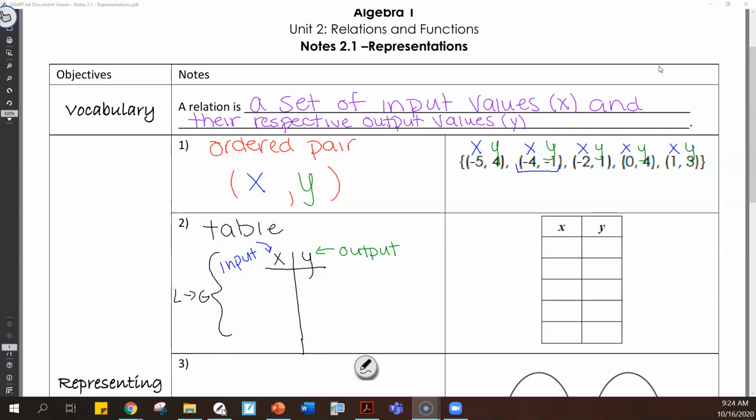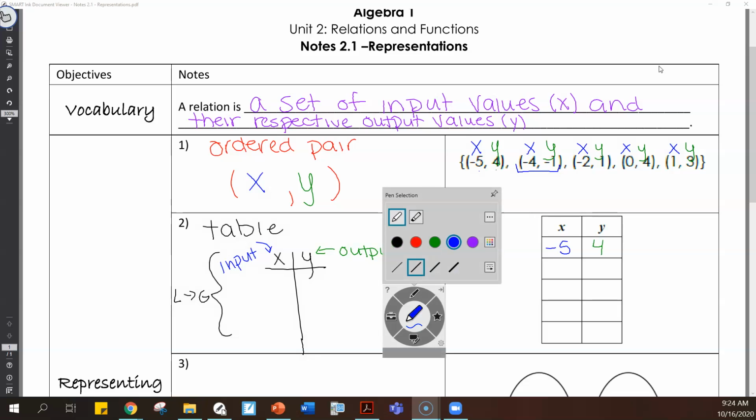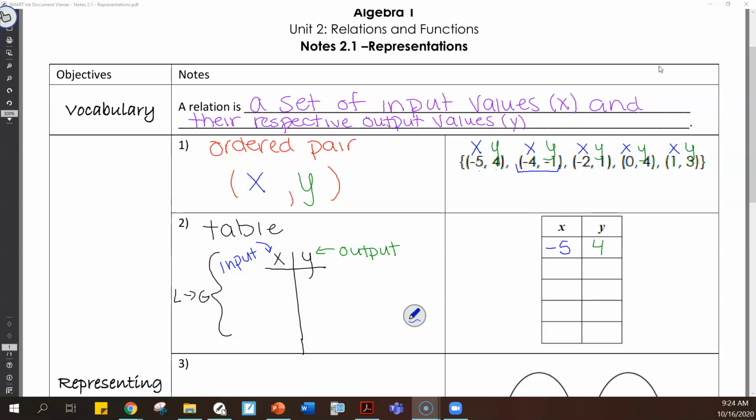So if I'm going to try to do this relation that was originally presented as an ordered pair and put it into my table, I'm going to start with my x value that is the smallest. In this case, -5 is my smallest one. So that's going to go in my first box on the x value side. And then directly next to it, I'm going to put the corresponding y value, that 4. And I'm going to continue to do this, writing my x values in order from least to greatest, and then bringing along their corresponding y value. So my next x value is -4. And I'm going to bring that -1 down.